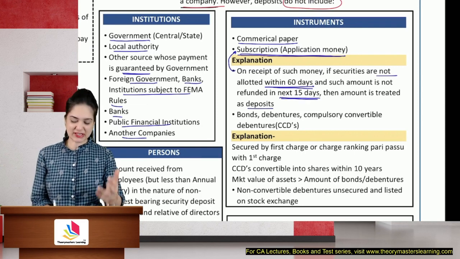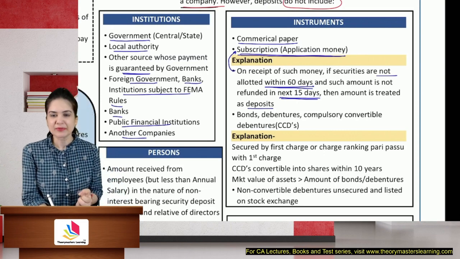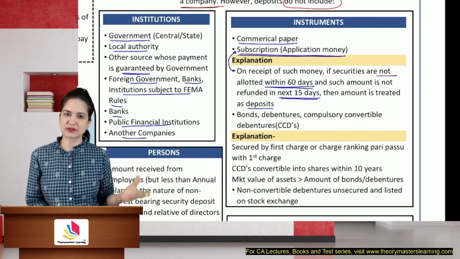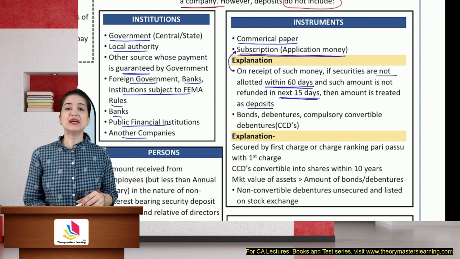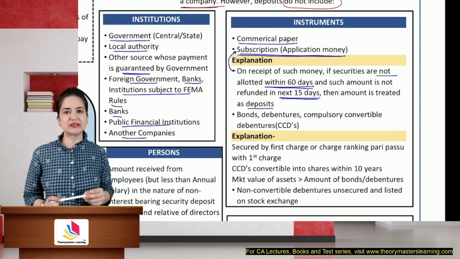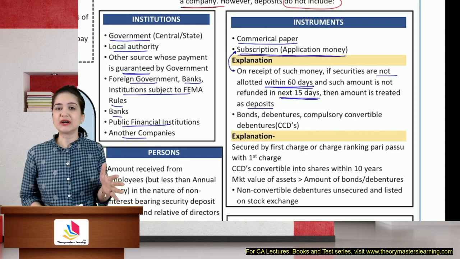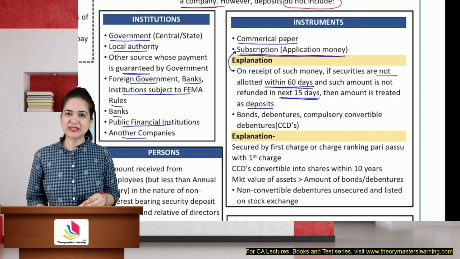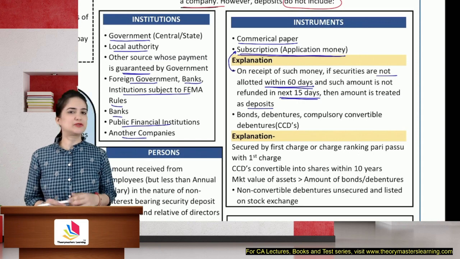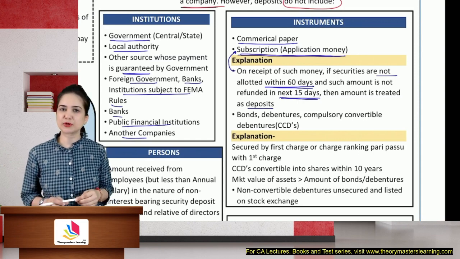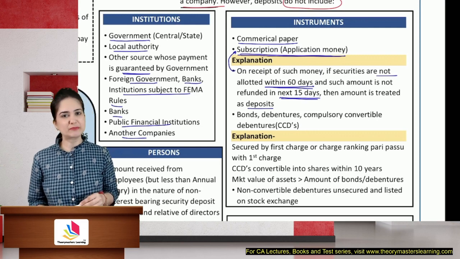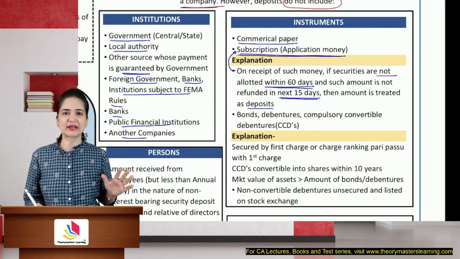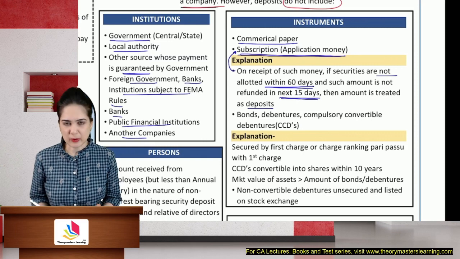So you have received subscription, that is the application money, but the minimum subscription is not there, people have not subscribed for that. In such a case, if the shares are not allotted within 60 days, then you will have to return the money within 15 days from the closure of the issue. And if you fail to do so, you will have to return it along with interest at 15% per annum. If you fail to do all that, then it will be considered as deposit.